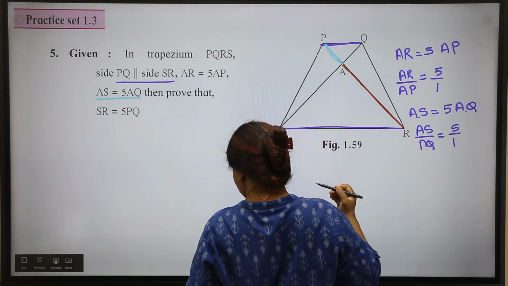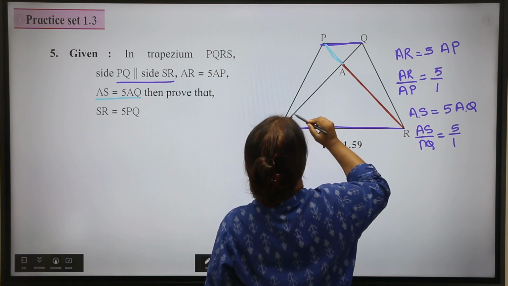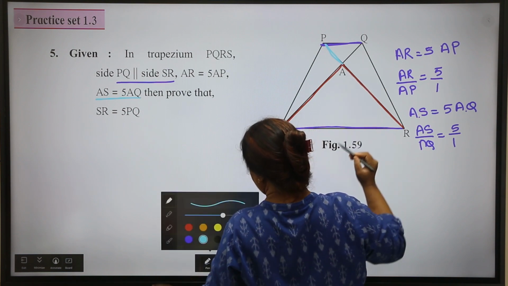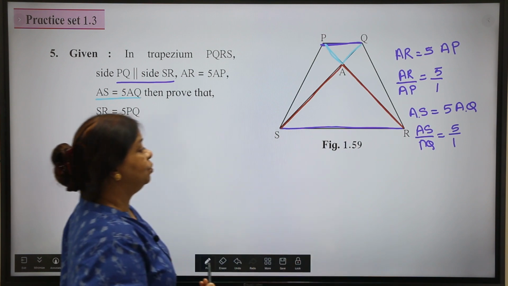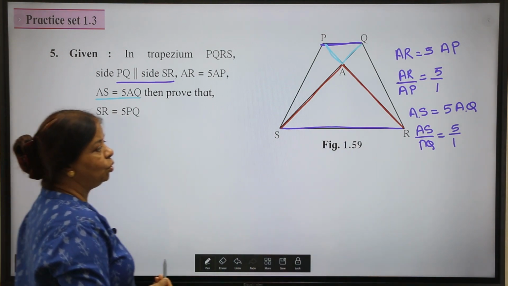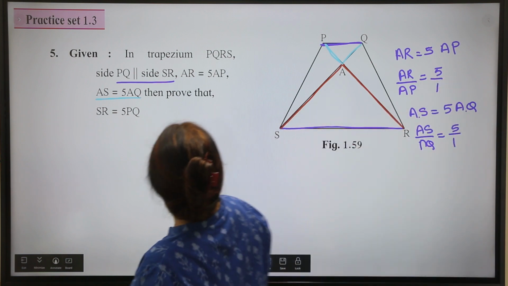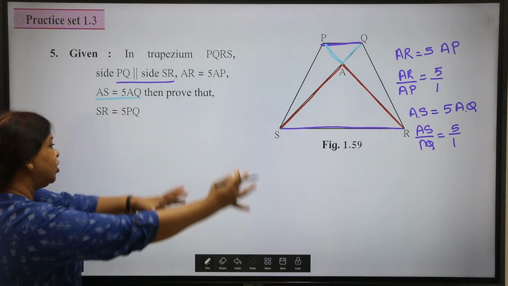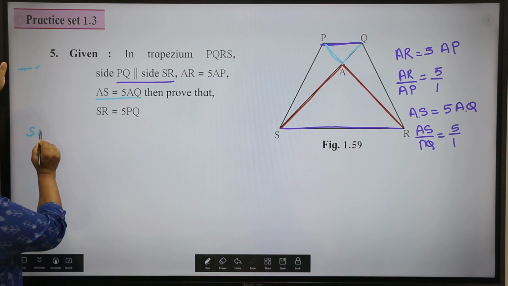AS. Where is AS? This is AS. Okay, and where is AQ? This is AQ. So AS upon AQ is 5 upon 1. Both these ratios are equal to one another, you see. Yes or no? So let me write it here. I just wanted to know how it is and what it is. Systematically we will write the solution of the sum.